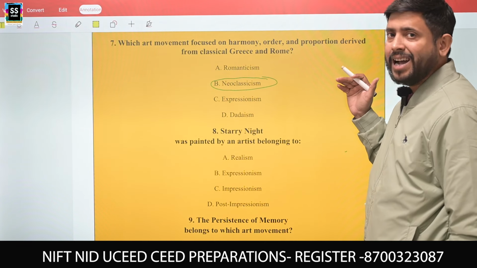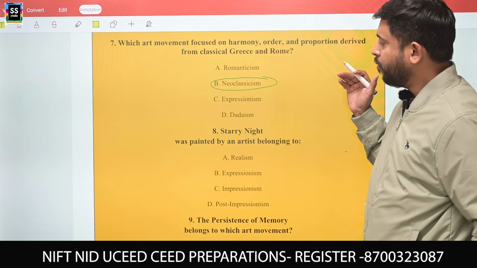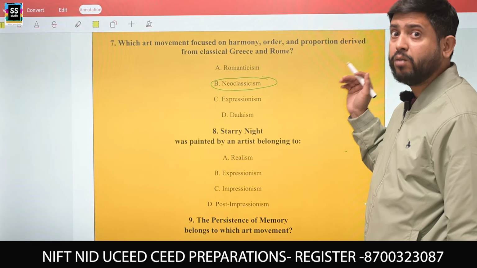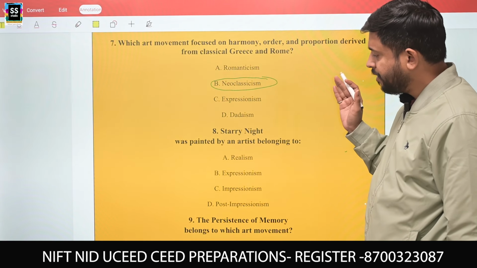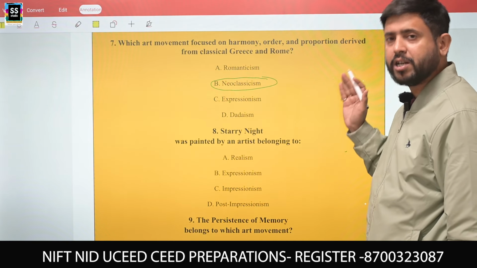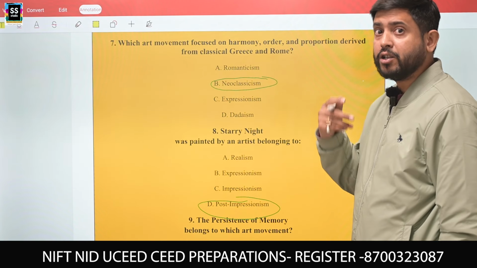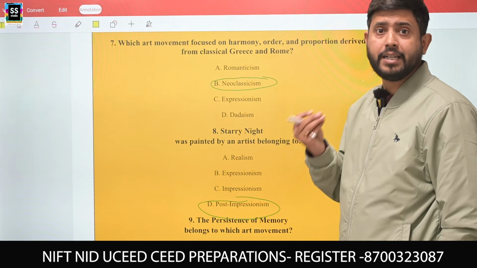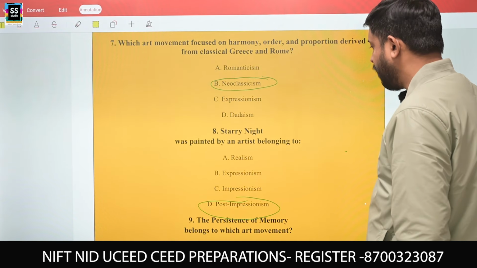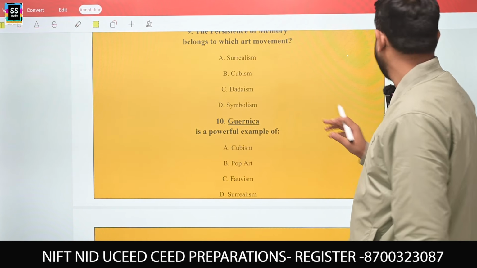Next one, Starry Night. You must have seen this artwork by a famous artist. It was painted by an artist belonging to which art movement? Your options are realism, expressionism, impressionism, or post-impressionism. The correct answer is post-impressionism. So who was the artist of this particular art? That's Vincent van Gogh.